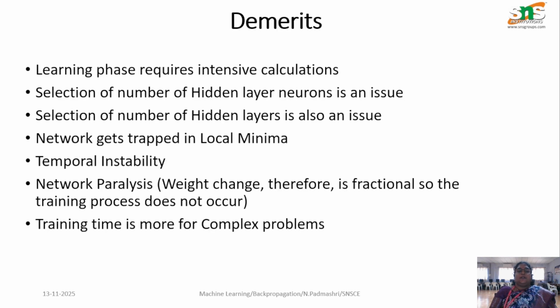These are all the merits. The demerits: it requires intensive calculations. As you watch this video, there are some equations, so the calculations are a little bit difficult. Hidden layers are also an issue, because we need to carefully select the number of hidden layers. In the network architecture I showed only 2 hidden layers. If there are 4, 5, 6, 7, then the architecture will be more hectic to calculate the values. That is the only drawback. Training time is more because of more hidden layers, and it takes more time only for complex problems.